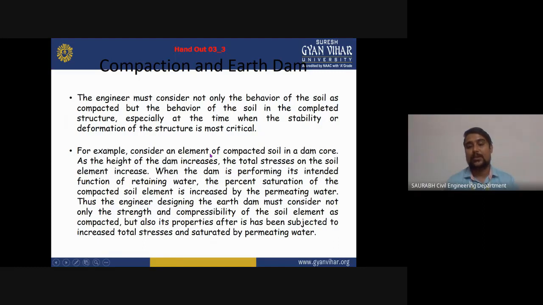Thus, the engineer designing the earth dam must consider not only the strength and compressibility of the soil element as compacted, but also the properties after it has been subjected to increased total stress and saturated by the permeating water. So you can understand how compaction plays a very important role in the earth dam. Whenever you are doing compaction for an earth dam, you have to consider not only the dry unit weight and the water content, you have to also think about the permeability and how the total stress works on that soil. So this is a very important consideration which we need to make during the compaction of an earth dam.